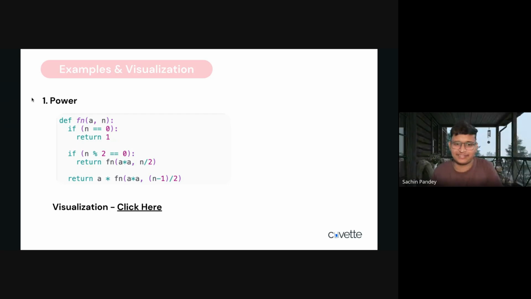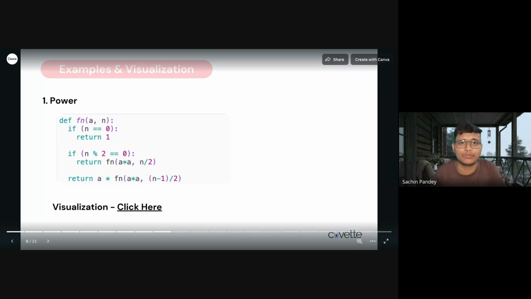Cool. A very simple example for you, guys. It's called the power function, a to the power b or something like that. We are given a function named fn, which has parameters a and n. A to the power n we have to calculate. How will it work? Let's see that.